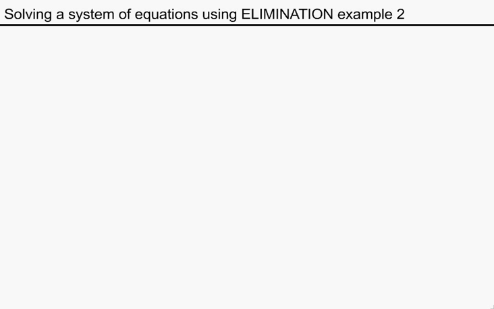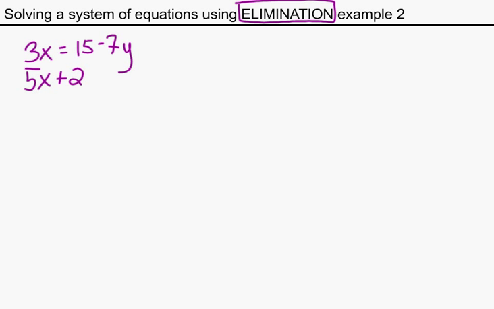For our second example of solving systems of equations using elimination, we're going to begin with a set of two linear equations. The first one is 3x equals 15 minus 7y, and the second one is 5x plus 2y plus 4 equals 0. In this case, the x's, the y's, and the numbers are not all lined up into nice, neat columns. So our first step is to do that.